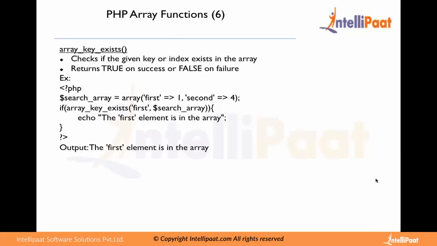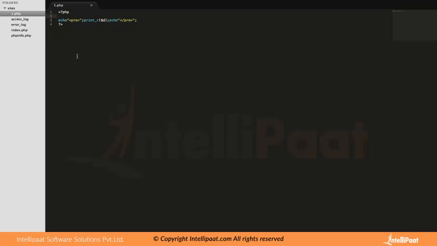So here I am writing a condition: if array_key_exists. This function will return true or false. If it returns true, then we will give the output. Right? If it returns false, then we will not see this output. Let's see this example. Suppose this is an array.